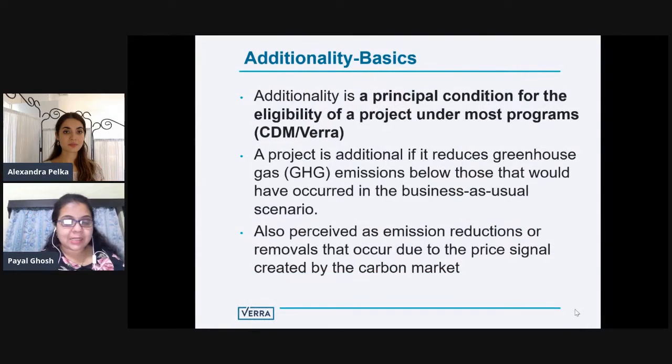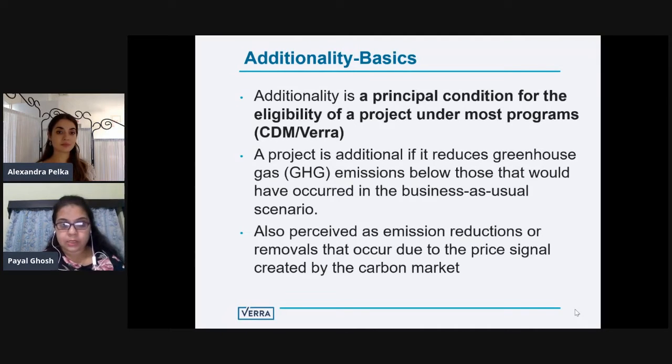So I guess there was already a particular slot which provided an overview to our audience on the basics of additionality, but I will just start off the presentation by providing a simple slide on what additionality actually means. It means that without the revenues, the project activity cannot occur. So if it reduces the greenhouse gas emissions below what it would have done in the business as usual scenario, and it is a principal condition for eligibility of projects under most programs, CDM, Vera, Gold Standard, and a whole lot of programs.